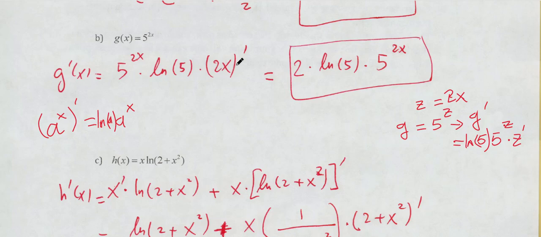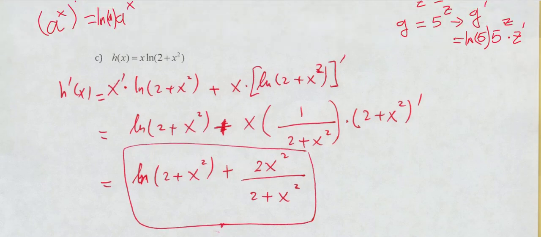All we have to do now is find the derivative of 2x, which is 2, because this is the power of 1. So 2x just becomes 2, and we keep the ln of 5, and then 5 to the 2x as before. And that is the final answer for part B.